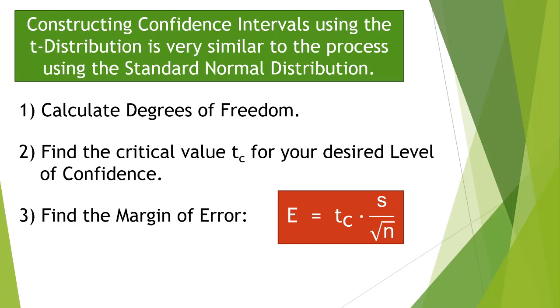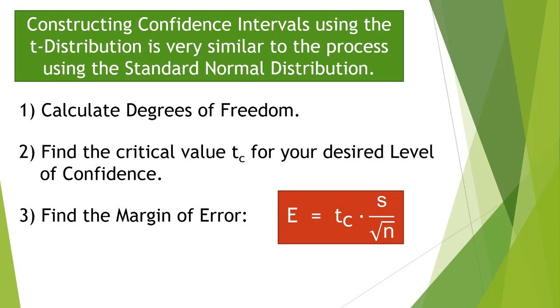So both margins of error are found the same way, right? You take a critical value that we get from a table, you multiply it by the standard deviation, and you divide by the size of the sample. That's true for the standard normal distribution. That's true for the t-distribution.